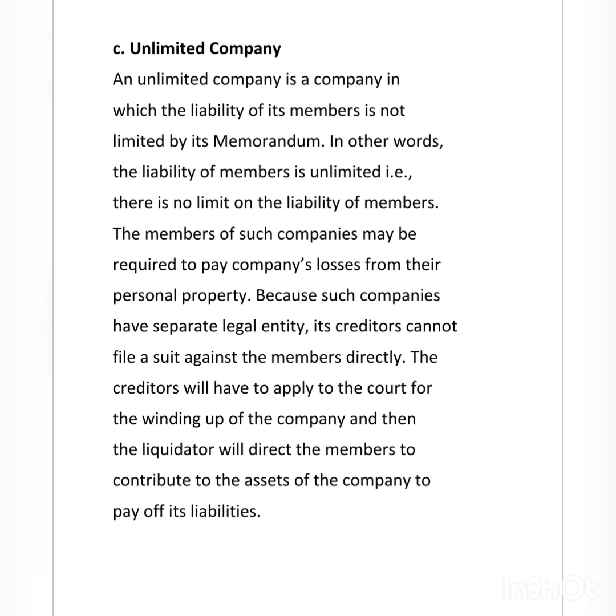But such companies have a separate legal entity. Its creditors cannot file suit against the members directly. The creditors will have to apply to the court for the winding up of the company, then they will be repaid. With this, we come to the end of this part, students.